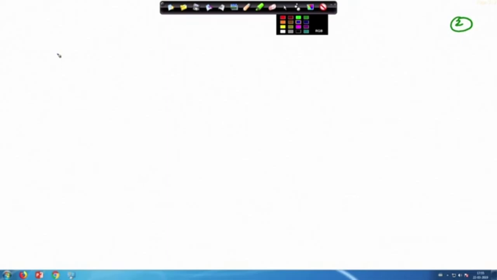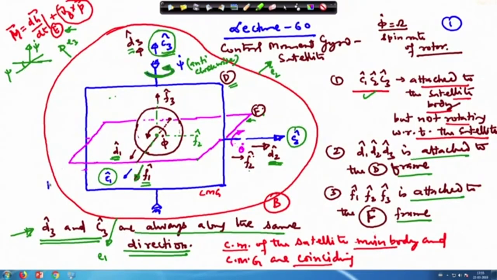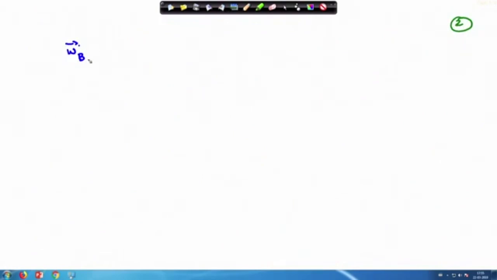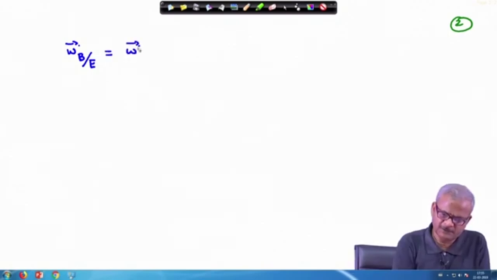Okay, so next we can start composing our problem. So, we will write as omega, the angular velocity of the main body, which is your b, this part. Okay, the angular velocity of the main body with respect to the inertial frame, and this we will write simply as omega.